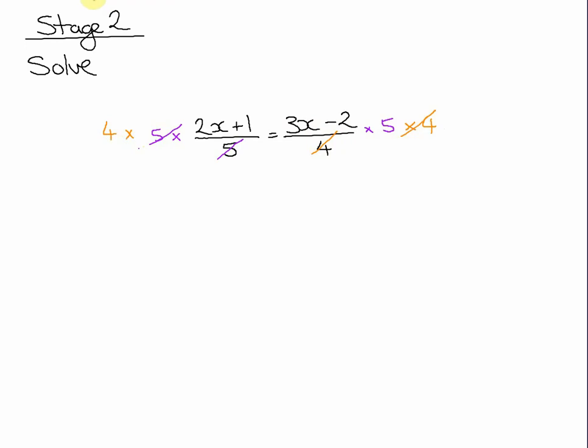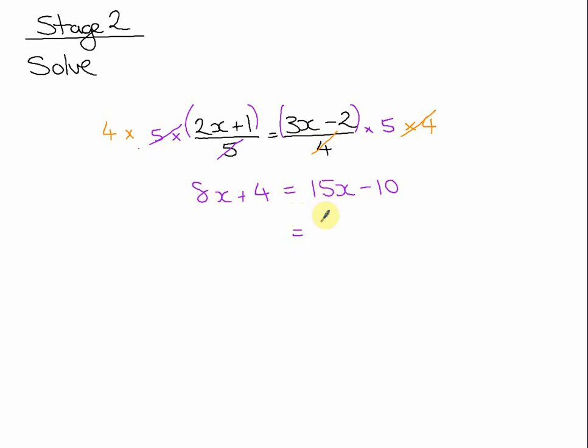So now what I've got in front of me is 4 lots of this. So I'm going to put that in a bracket because there's 2 terms. And we've got 5 lots of this. So we end up with 8x plus 4 is equal to 15x minus 10. So now we have a simple equation, but x's are on both sides, so we need to get them on 1. And let's collect them on the right because this has the most.